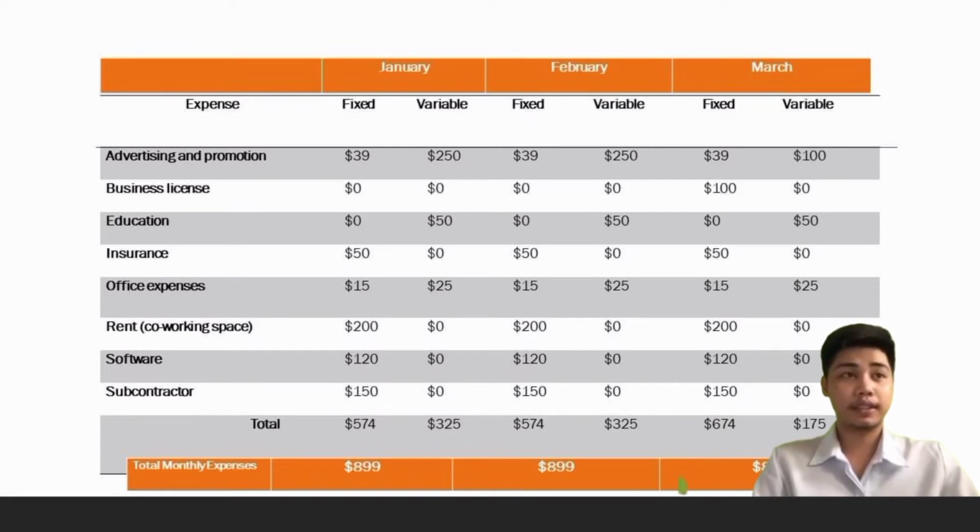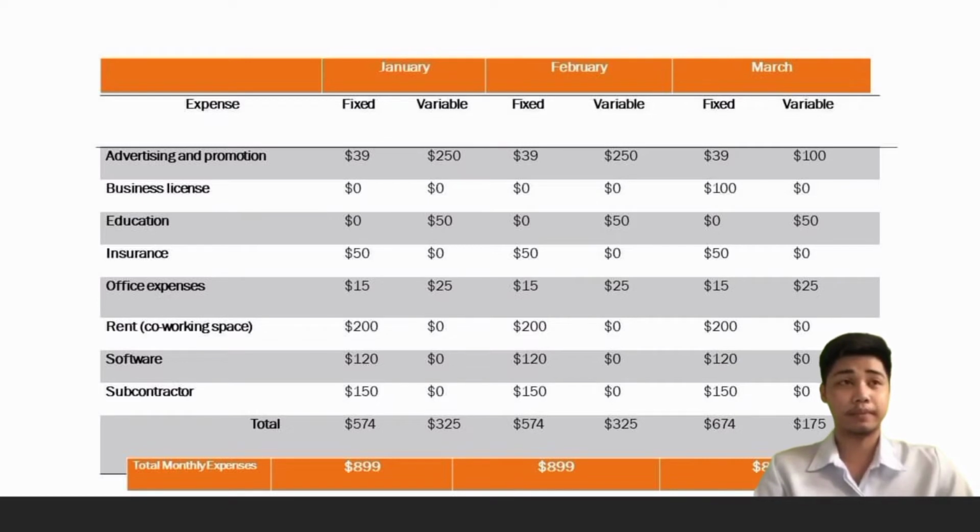Operating budgets. So this is an example of an operating budget. The expense in advertising and promotion in the month of January is fixed $39, variable $250. In February, fixed $39, variable $250. In March, fixed $39 and variable $100. In business license, the expense in January is $0 fixed and $0 variable. In February, fixed $0 and variable $0 as well. In March, fixed $100, variable $0.